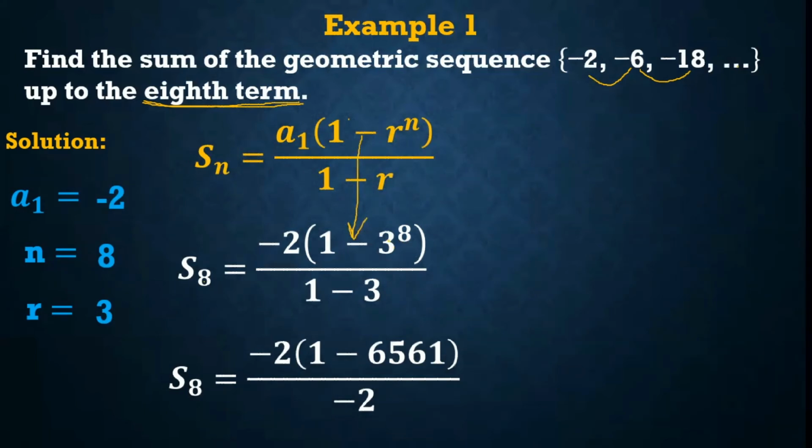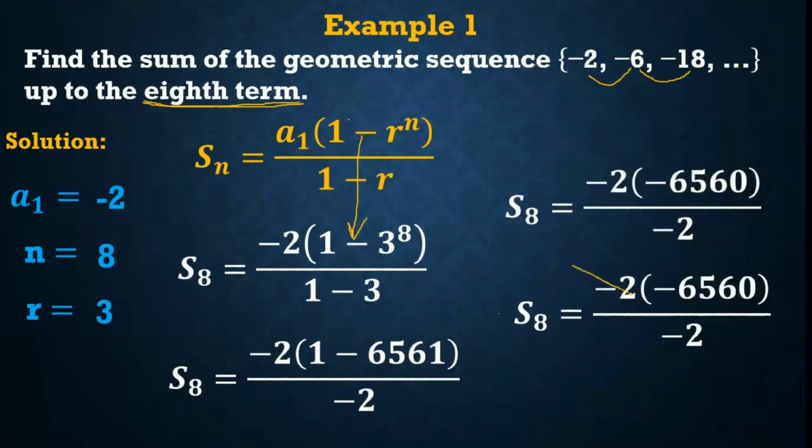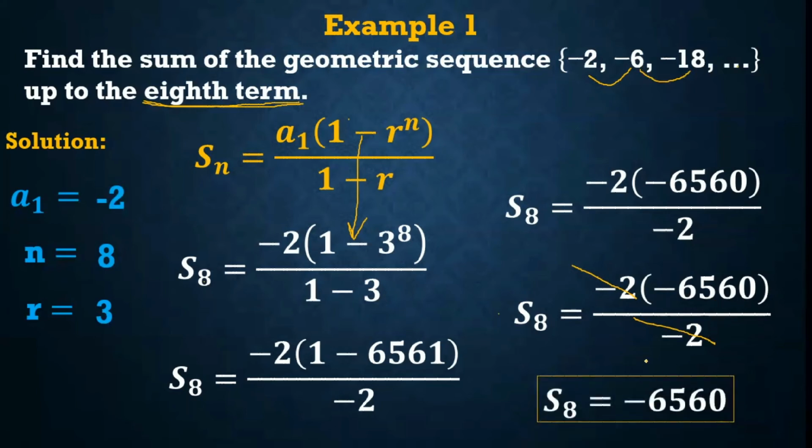Magkaiba po yung negative, okay, sa given, and then yung negative o yung subtraction na sign na nasa formula. So copy lang po natin. Okay? Ayan. So next, -2 times 1 minus 6561 is equal to -6560. Let's cancel -2 na numerator and then -2 na denominator. Yung matira po is -6560 na lang.